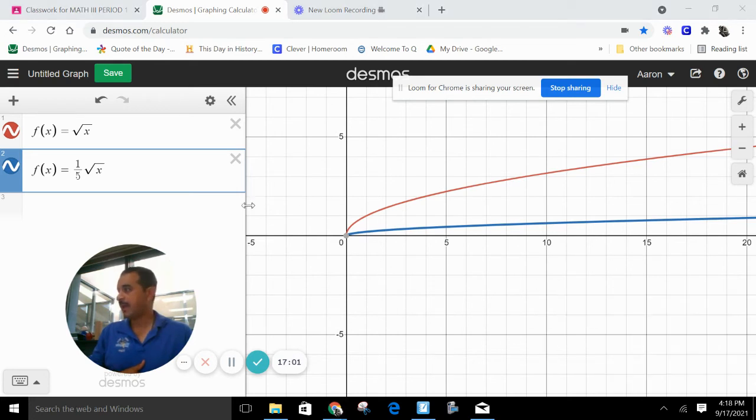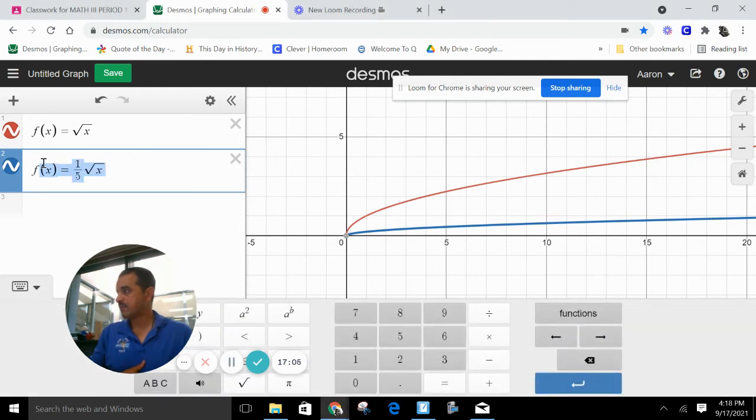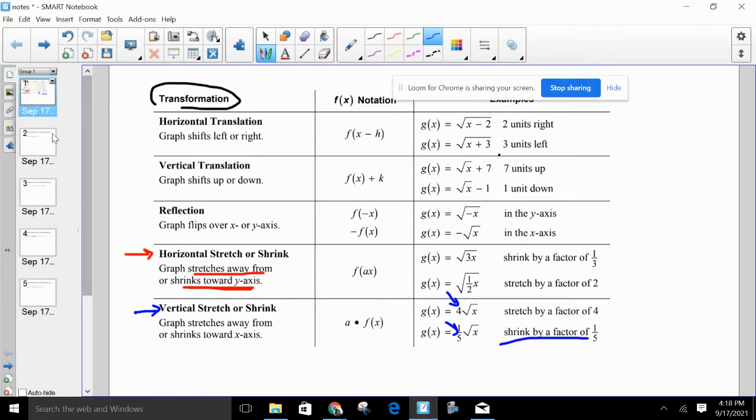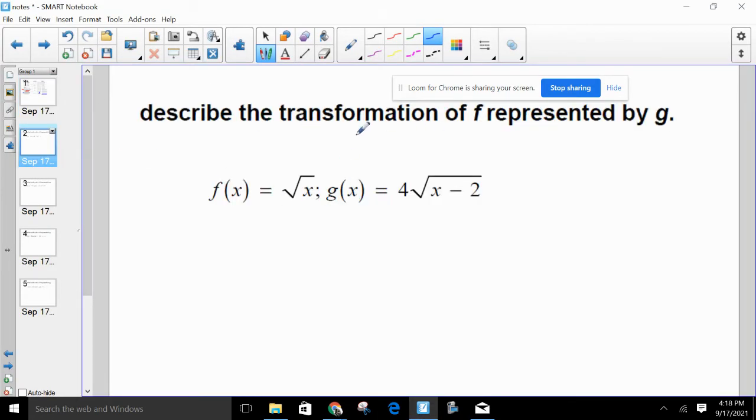Let's go ahead and do a few examples. On your paper, go ahead and write down this first example. Describe the transformation of f, that means the function f is right here. Describe the transformation of f represented by g. So you have g of x as a new function. Let me underline in red. So here's g of x in red.